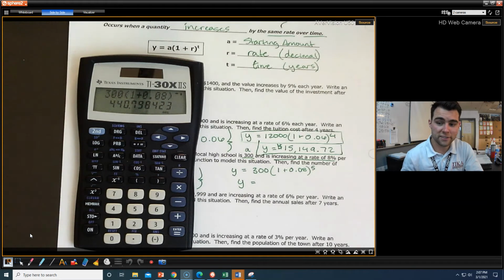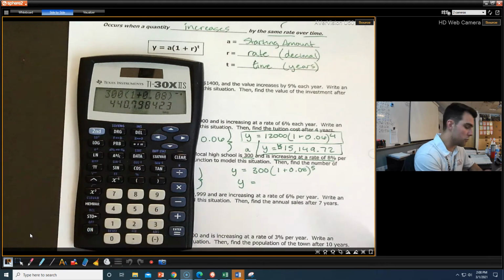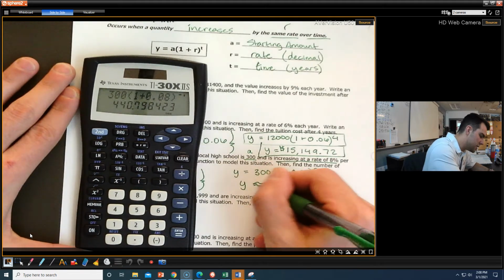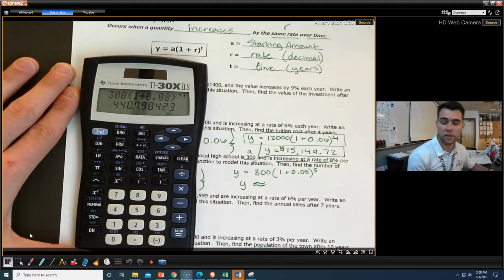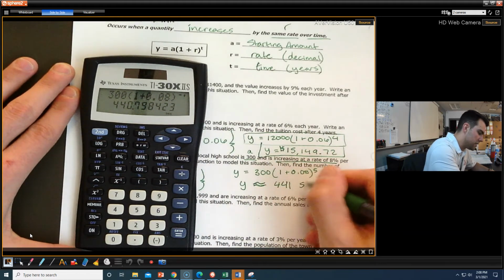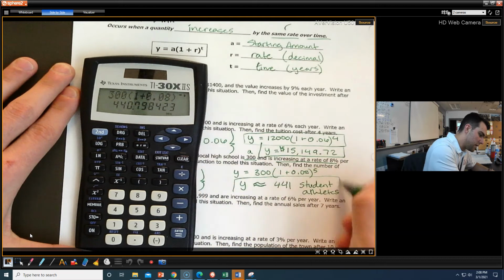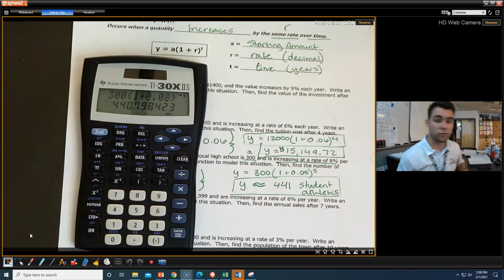Now, you can't have 0.798 of an athlete. You just can't. That's kind of weird. So we're going to round off to the nearest whole number. So we're going to round up to 441 about, and you could use this to show approximately 441 student athletes. Which is quite a jump in 5 years. We added 141 student athletes.